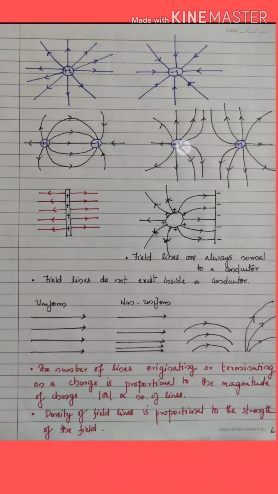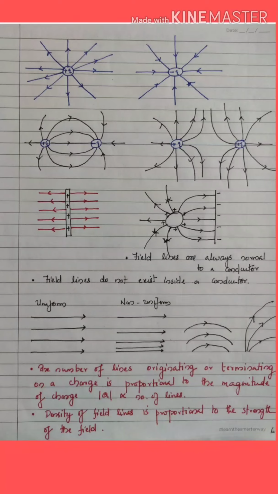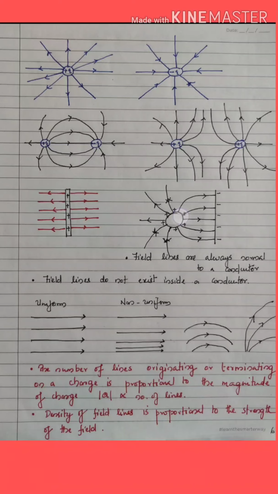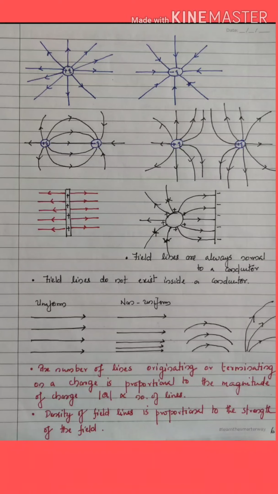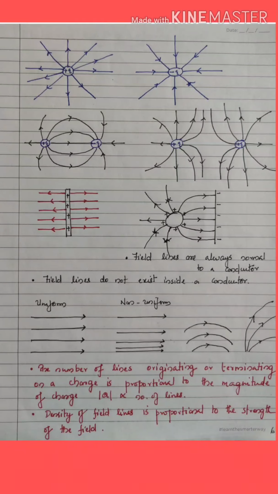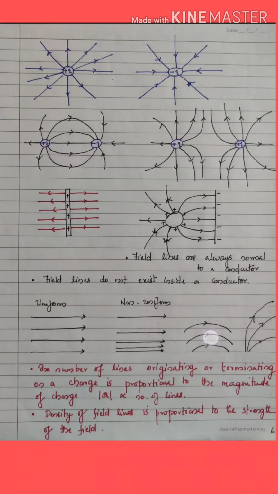For equal charges, and for a line of charge, the electric lines come outward. But keep in mind for a conductor the lines of force are always normal. And the field lines do not exist inside a conductor, because the charges reside on its surface only. Look at the figure of a uniform electric field: equidistant parallel lines, while the others are non-uniform.